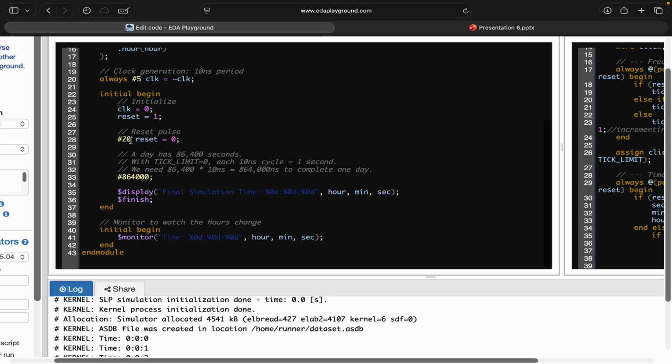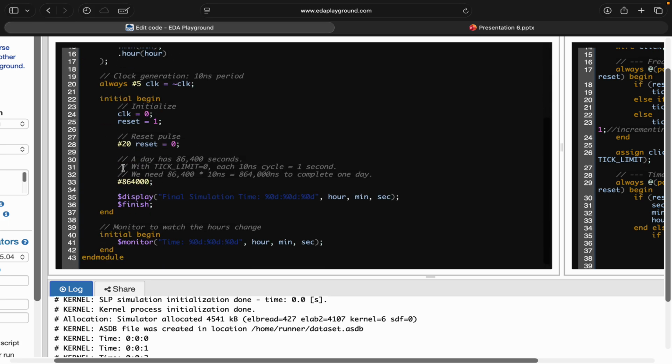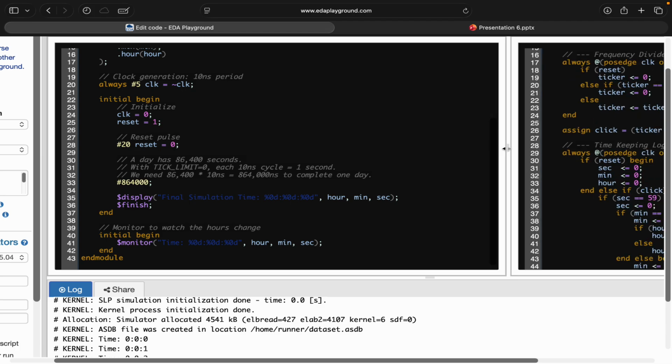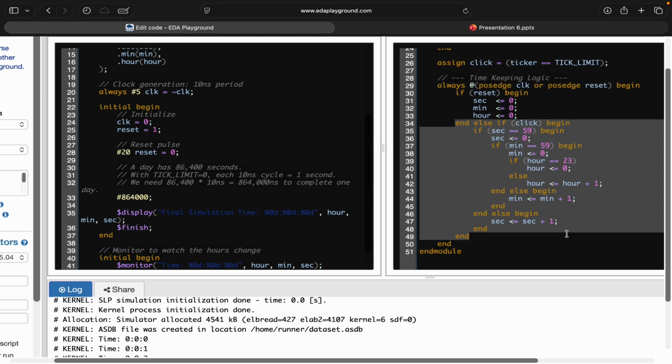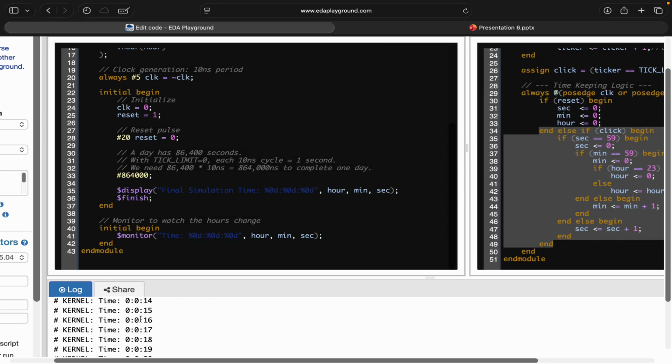Now I'm telling after 20 clock pulses, like 20 nanoseconds, because I have given a time scale of 1 nanosecond, right? So after 20 nanoseconds, reset is 0. That means I have changed my condition to be 0. Now this operation will start. See the design here. If reset is not 1, this whole code will run. That means our clock will start incrementing. So it increments 0, 0, slowly it will increment.